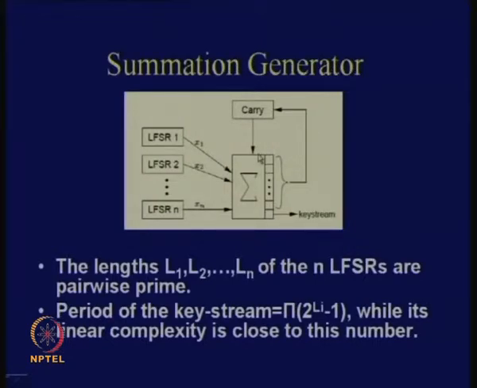There are proofs which say that if the lengths L1 to Ln of the n LFSRs are pairwise prime, then the period of the key stream will be the product of 2 power Li minus 1, and its linear complexity will also be close to this number. So, this is an example, and there are more intricacies we could go deep into, but I am not going into them. There are some weaknesses also, but I will not go into them.